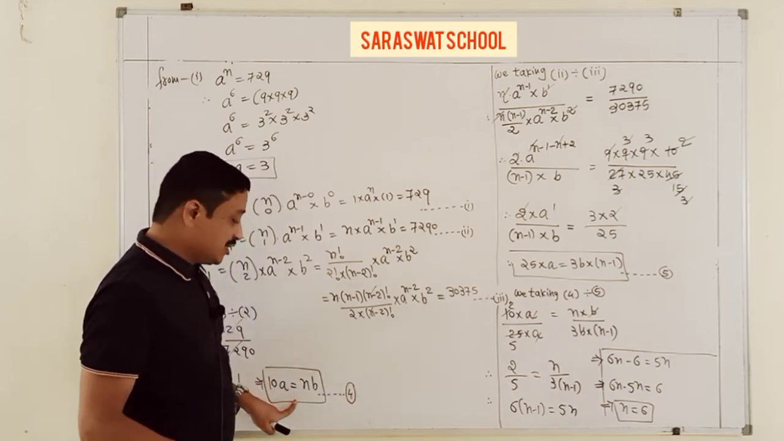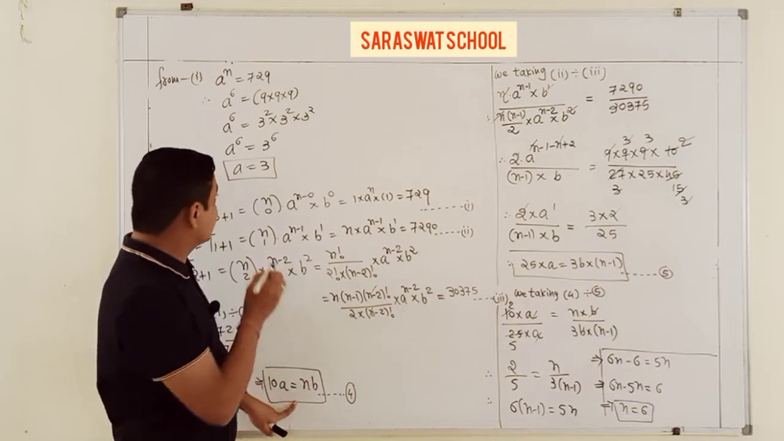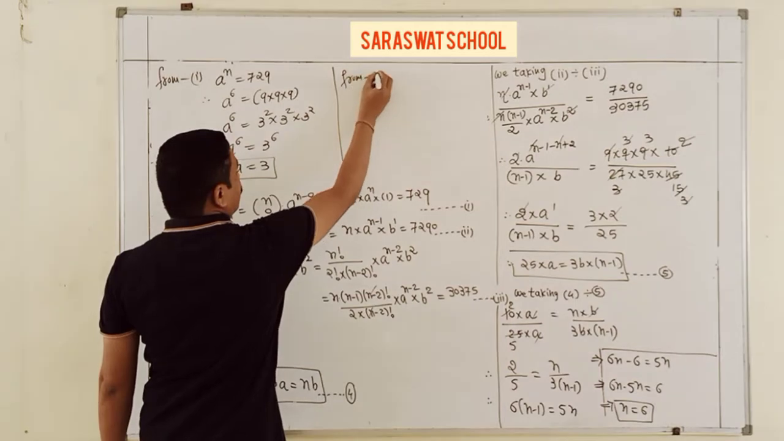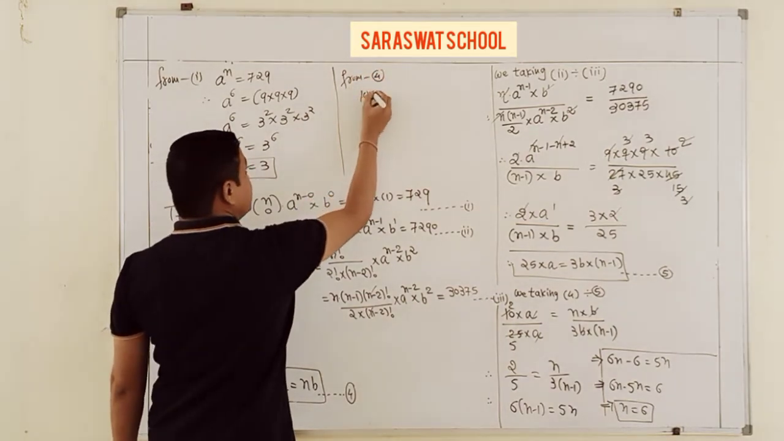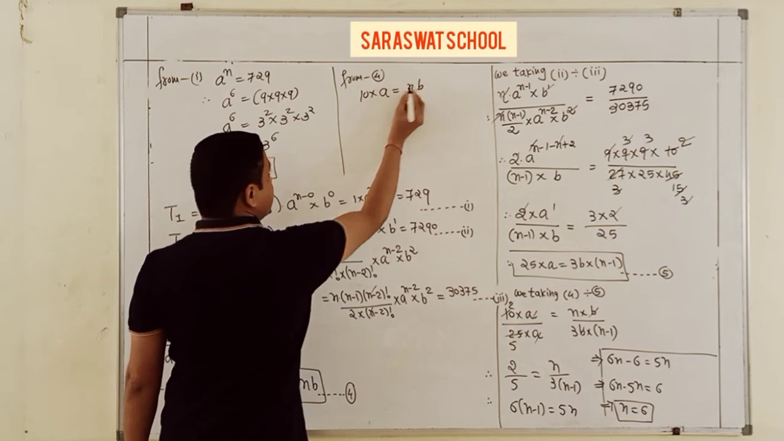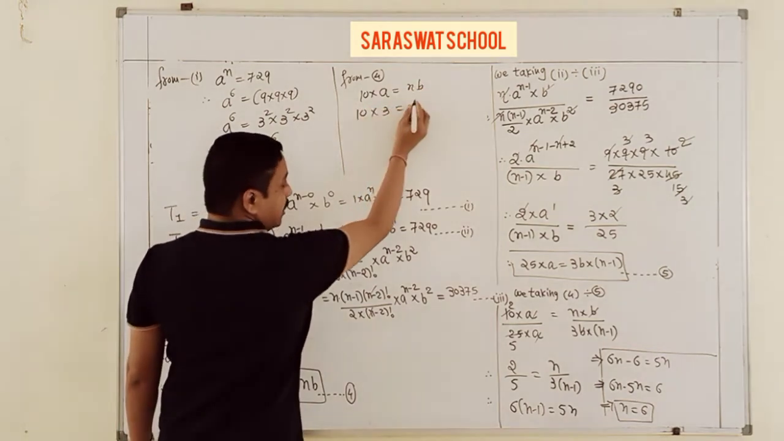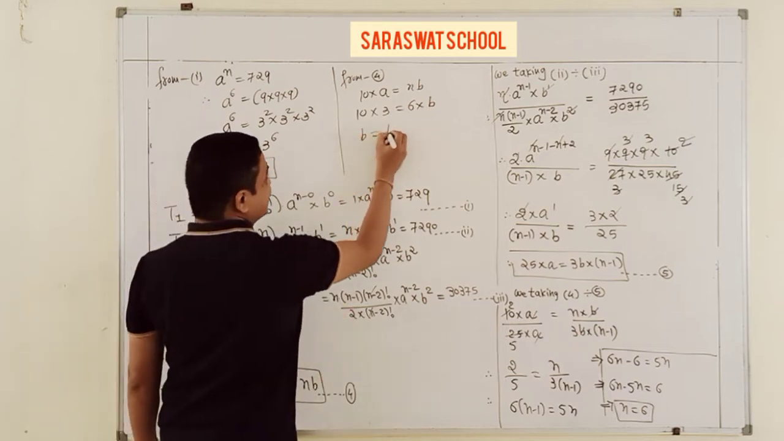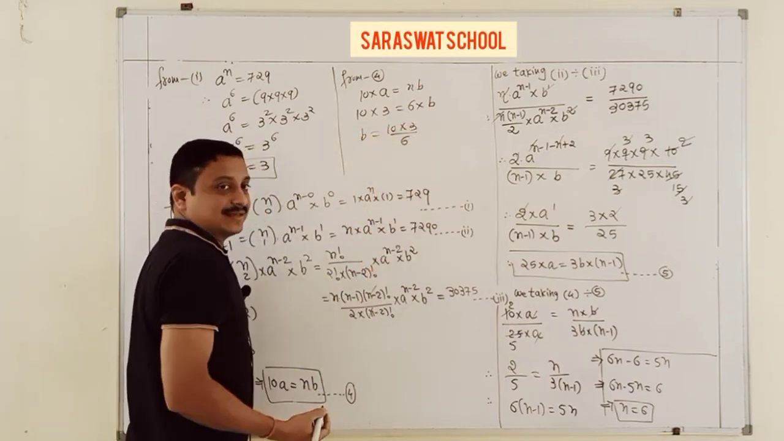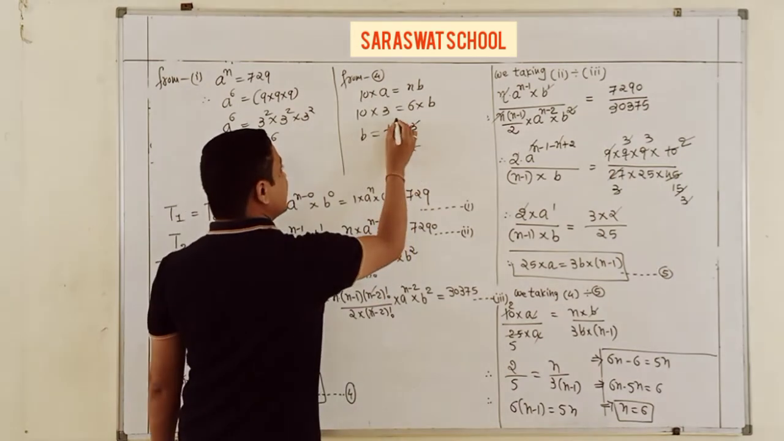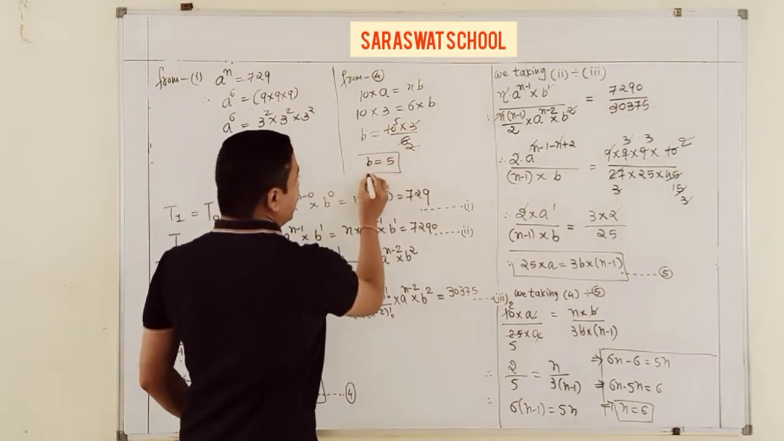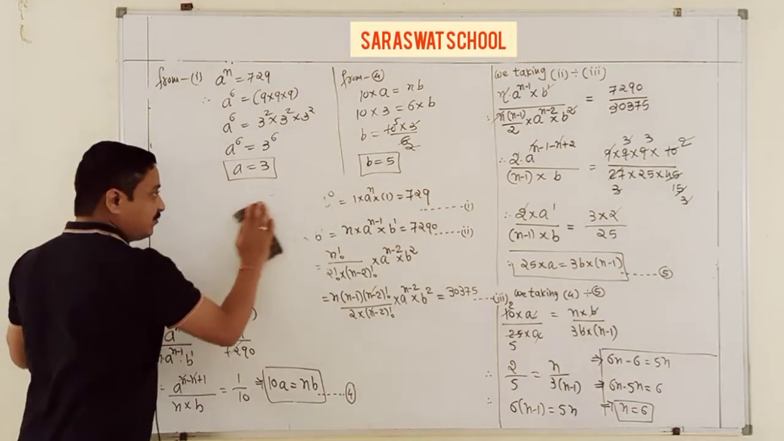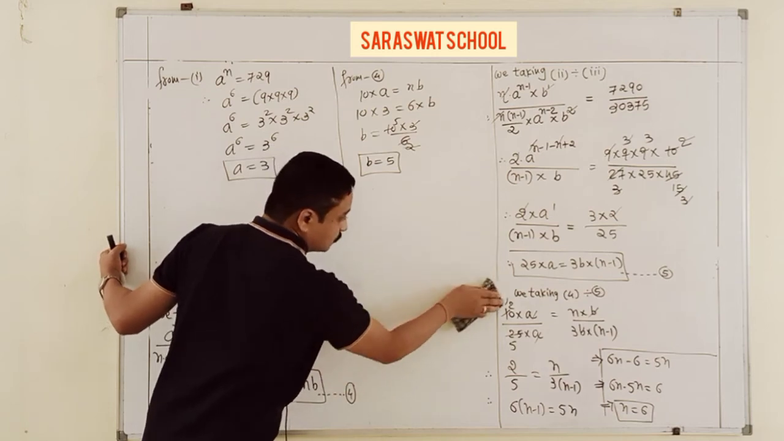Now I go to equation number 4. N is known, a is known, so we can easily decide b. From the 4th, 10a is equal to nb. A I have 3, n I have 6, so b is equal to 10 into 3 by 6. It means 3 twos are 6, 5 is left, b is equal to 5. And here students, with your n, a and b, you can easily create your final answer.